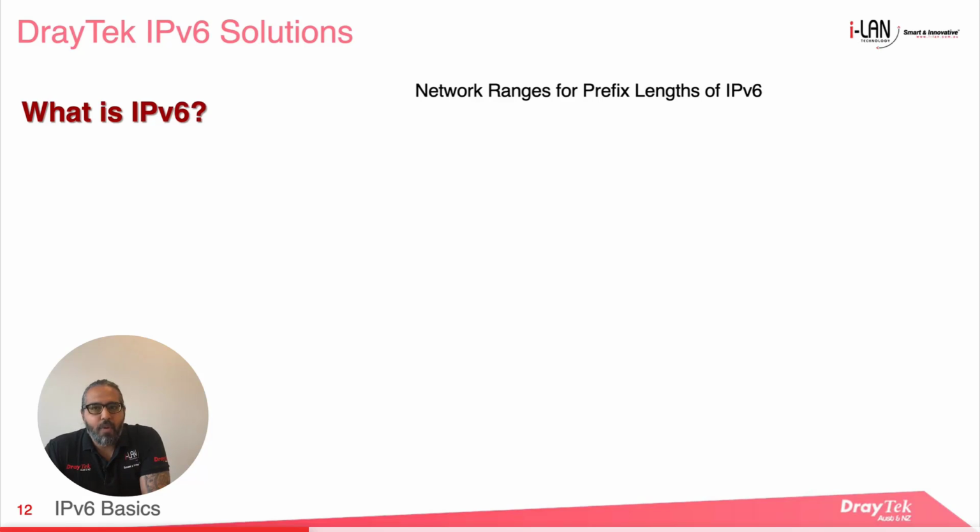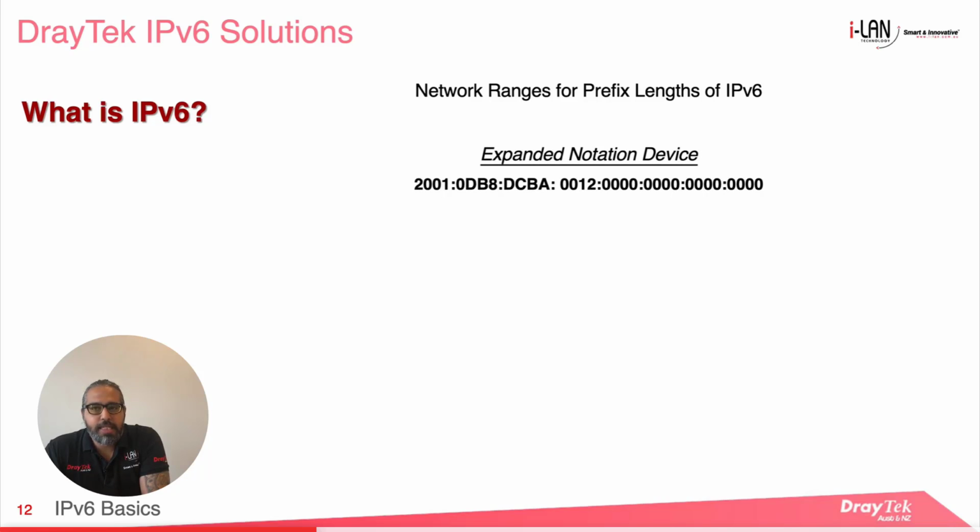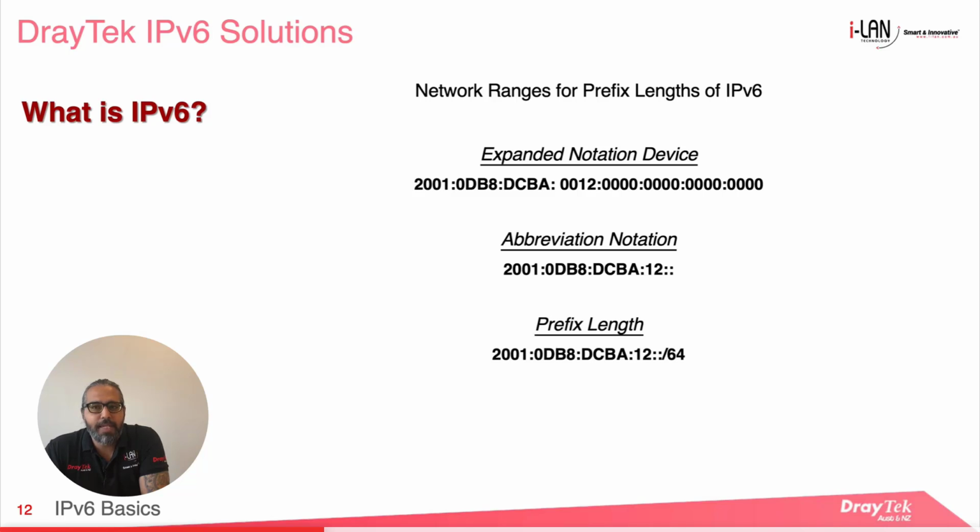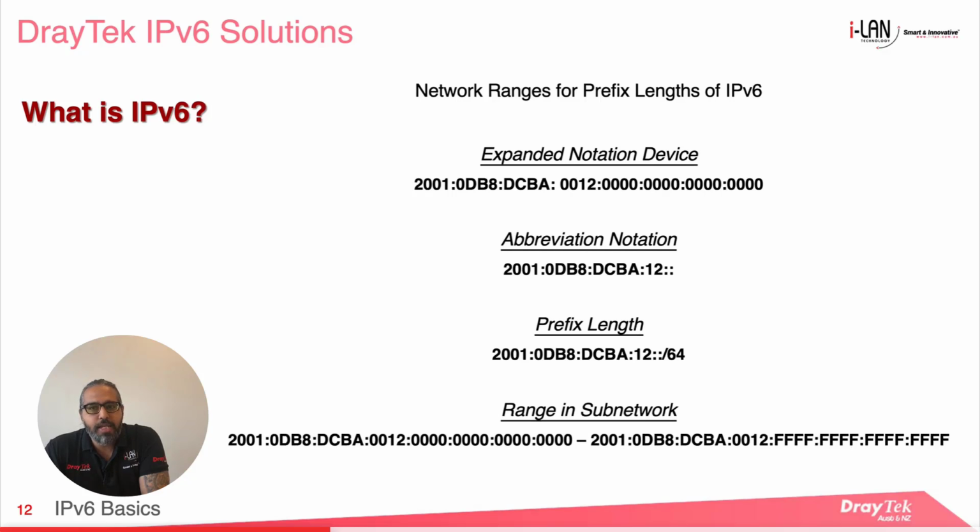Let's look at some examples of network ranges for expanded, abbreviated, prefix length, and device range in a subnetwork of IPv6. In expanded notation, all zeros still exist, while in the abbreviated notation, the leading zeros are removed and the 4 quartets of zeros are replaced with 2 colons. In prefix length, we simply add /64, which represents the global routing prefix and the subnet ID. And then lastly, the device range in the subnetwork.